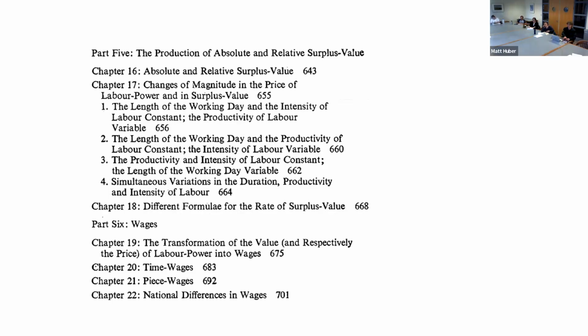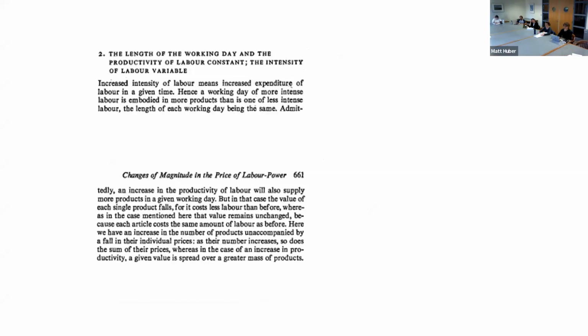Then in chapter 17, we get more math, everybody's friend Marx and math. Again, there are these three different things that can affect the surplus value, which are the length of the working day, the intensity of labor, and the productivity of labor. And he wants to look at, what if we hold some of these constant, some of these variable, and how does it affect surplus value? And let's go through all these different 4 scenarios.